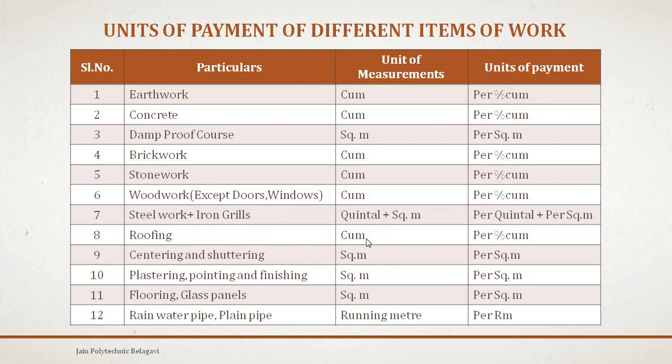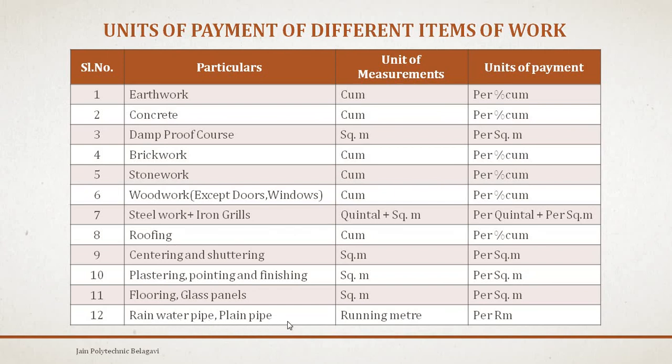Roofing is considered in cubic meters. Centering and shuttering, nothing but the supporting members for the beams, columns and slabs, are taken up in square meters. Plastering, pointing and finishing is taken in square meters, and its unit of payment is per square meter. Glass panels and flooring are taken up in square meters again.